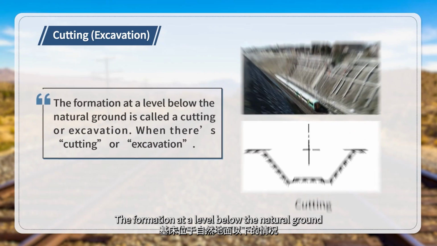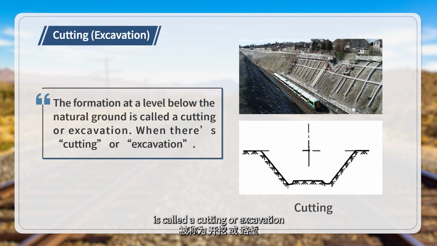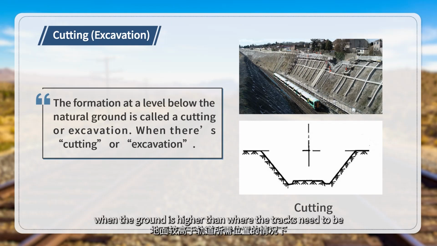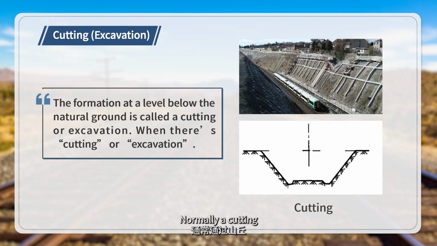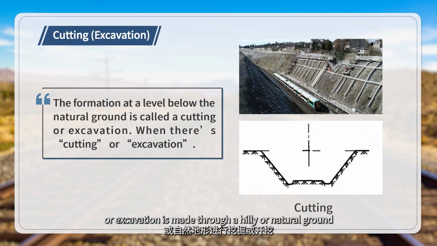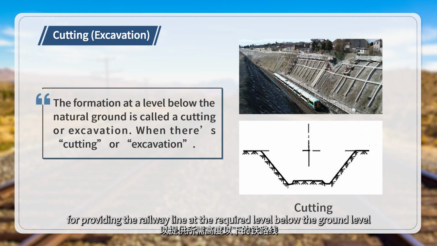The formation at a level below the natural ground is called a cutting or excavation. When there's a cutting or excavation, it's like making a big trench in the ground to create a space where the tracks can fit. It's used when the ground is higher than where the tracks need to be. Normally, a cutting or excavation is made through the hilly and the natural ground for providing the railway line at the required level below the ground level.